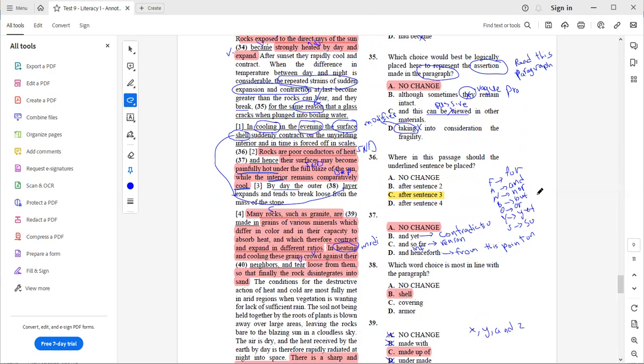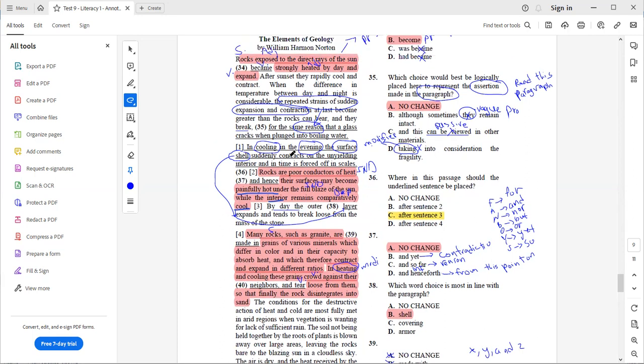Question 36. Where in this passage should the underlined sentence be placed? The underlined sentence is: in cooling in the evening, the surface shell suddenly contracts on the unyielding interior and in time is forced off in scales. We have to find the keywords: cooling, evening, and surface shell. Let's read now what comes before it and after it.